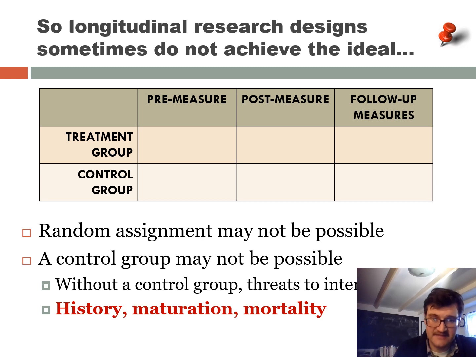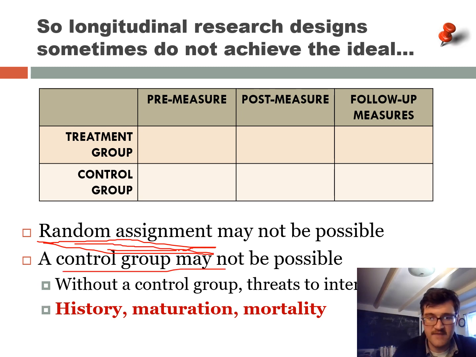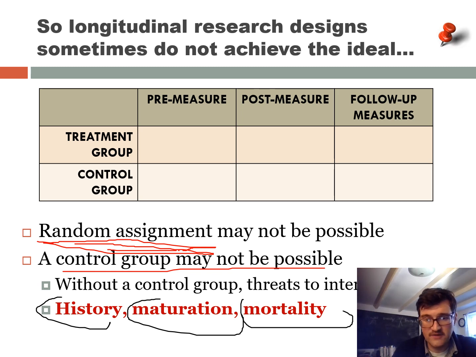In general, like I was pointing out, oftentimes these designs, or this ideal, are not achievable. In particular, random assignment is often not possible at all, and a control group may not be possible. And without that control group, we have three specific threats to internal validity in the longitudinal setting that are pretty important: history, maturation, and mortality.